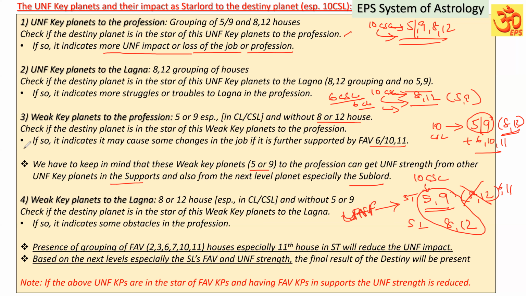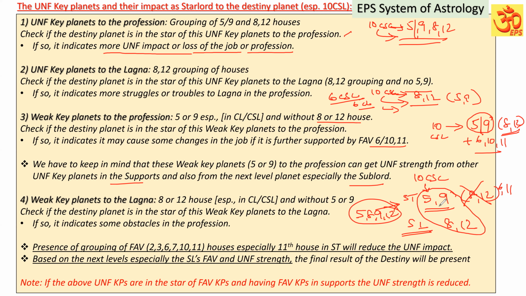Suppose that star lord planet is only talking about the 5 and 9. But the star lord planet of 5 and 9 is getting the unfavorable 5, 8, 9, 12 key planet in supports, influencing this 5 and 9. Then the unfavorable strength will get increased. Though 5 and 9 only are there, being influenced by the other unfavorable key planet, the unfavorable strength will be increased. Importantly, if the sublord is forming unfavorable grouping, it is going to be unfavorable. So the grouping of the planet, star level, sublevel, and combined levels also have to be studied.